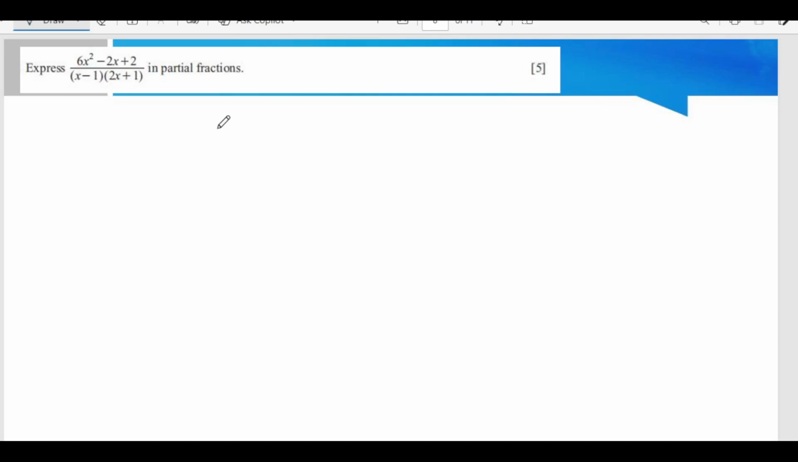Today is the 7th day. So we have the question from partial fractions here. As you know, for partial fractions, first of all you look at the numerator and denominator degrees. The degree of the numerator here is 2 and the degree of the denominator is also 2. So this is an improper fraction. Whenever you get an improper fraction, you need to convert it into a proper fraction by simply dividing.